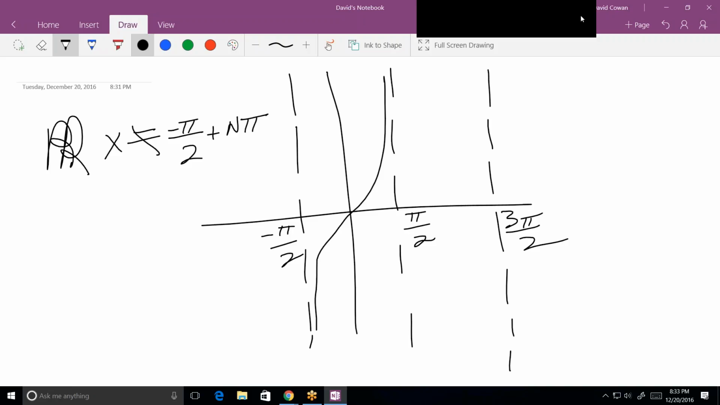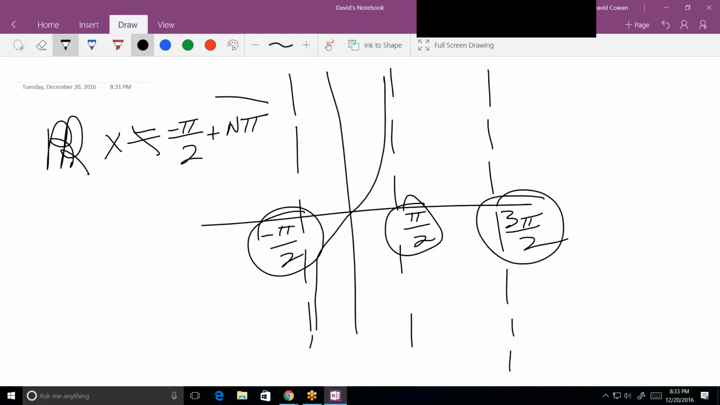Notice that n can be any integer number. It can be minus 100, minus 99. It can be 0. It can be 1. When it's 1, I'm right there. When it's 2, I'm right there. When it's 0, I'm right there.